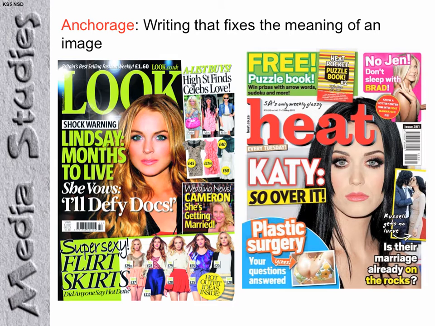On the right hand side, Katie, so over it. The image again could be a fashion shoot, it could be a paparazzi shot, it could even be some kind of studio shot, an exclusive interview. Katy Perry looks sullen, she looks serious. For all we know, this could be an article about a new direction in her music, or again a new fashion line, or even a new change of image. But of course the anchorage, Katie, so over it, puts the audience in no doubt that this is an article about her relationship with Russell Brand.